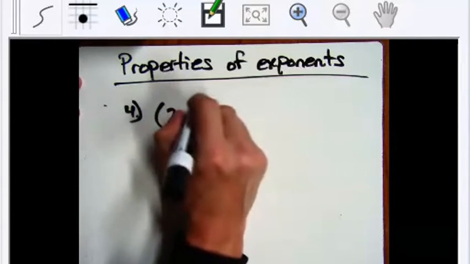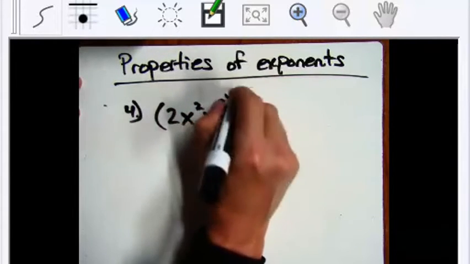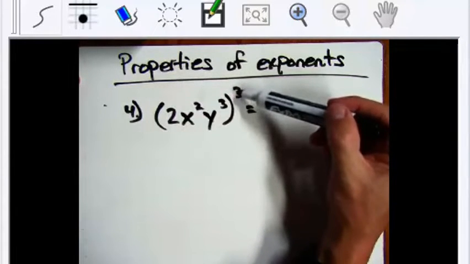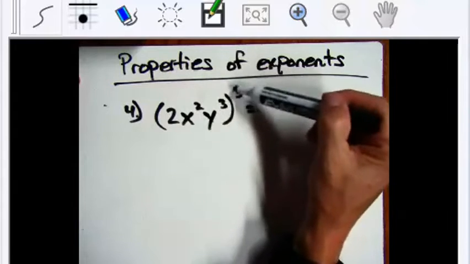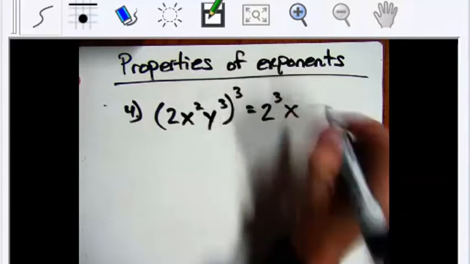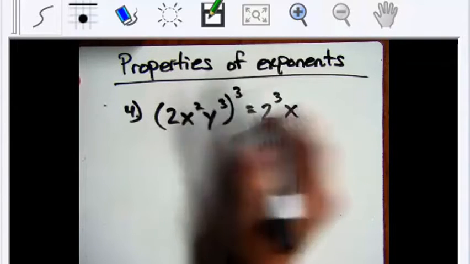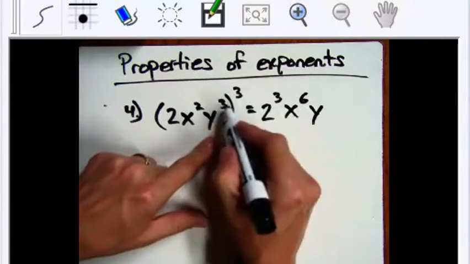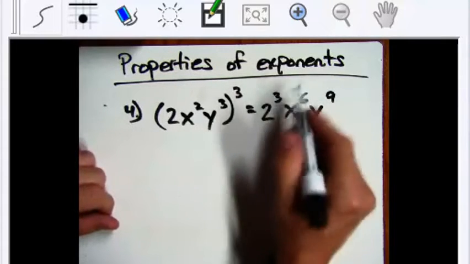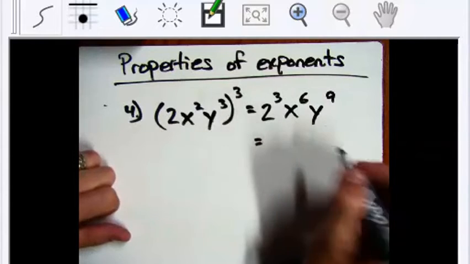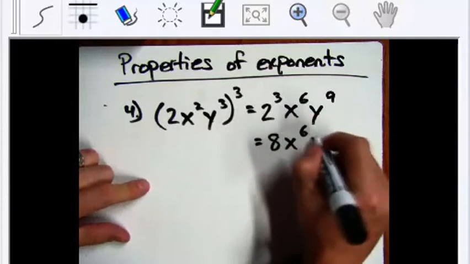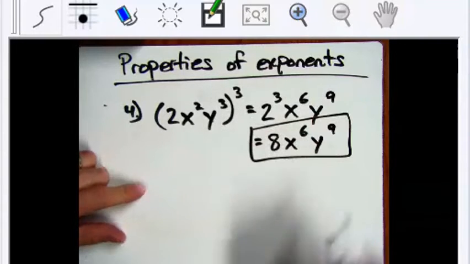You could have something like this. So here's an example. This 3 essentially is getting distributed to each of these guys. Remember, you're multiplying. So this is going to become 2 to the 3rd power. This is x squared, and then it's getting multiplied there. So x to the 6th. And then these guys, those are getting multiplied also. So y to the 9th. Okay, that's a good answer. That's probably how you'll see the answers on the handout. Or 2 to the 3rd power is the same thing as 8. So this would be cool also.